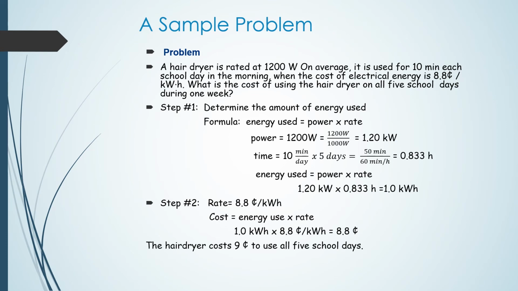Now, how much did we have to pay for that energy? So this is now step 2. Your rate is 8.8 cents per kilowatt hour. The cost is energy used times rate. So 1.0 kilowatt hours times 8.8 cents per kilowatt hour is 8.8 cents. So rounded, the hairdryer costs 9 cents to use all 5 school days. Isn't that interesting?